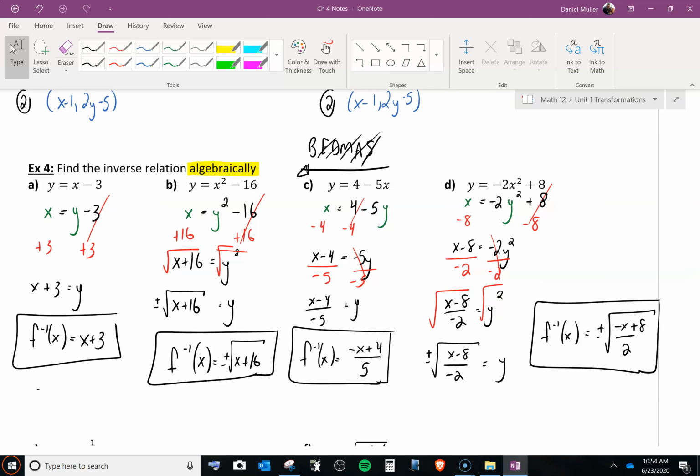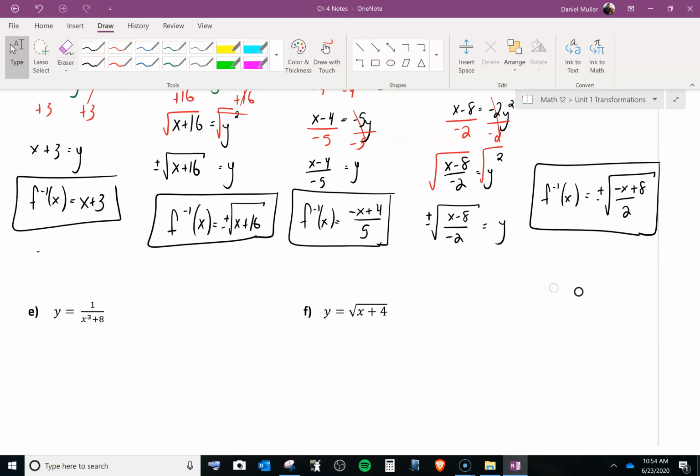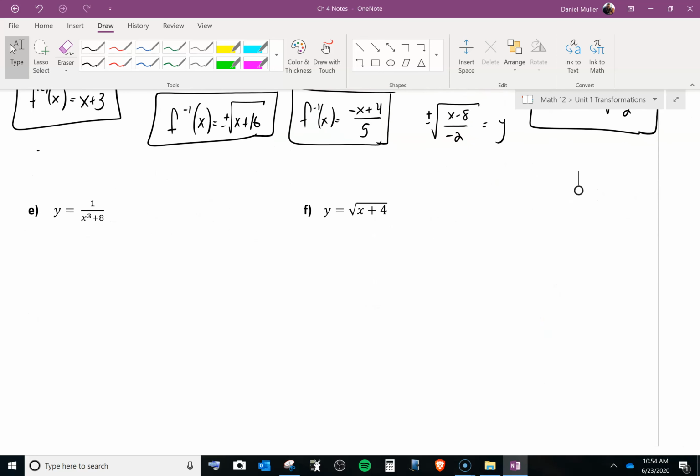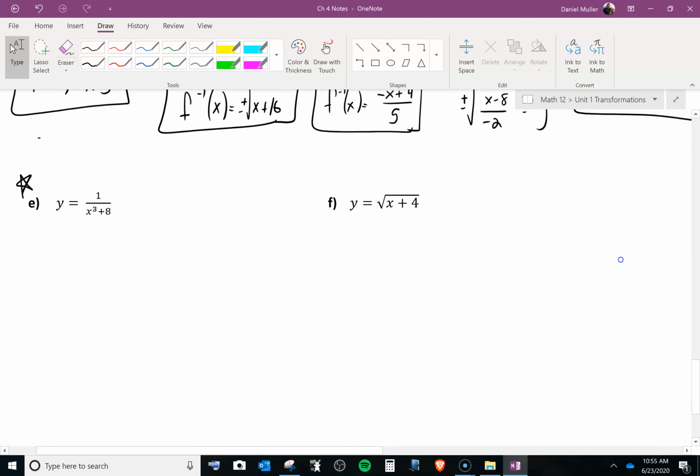Let's hold on here. Actually, no. Maybe I'll do, because F is actually quite easy. It's E that's the most challenging one. You might want to put a star beside E, but it's not too bad. So yeah, I'll just do this. I thought there was something else, but it's not. So I'll swap those. X equals the square root of y plus 4.